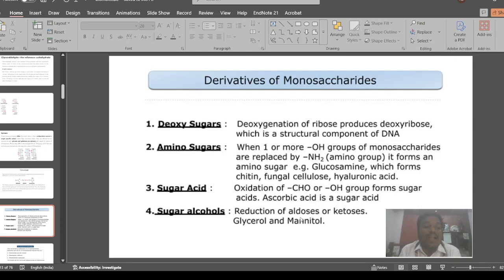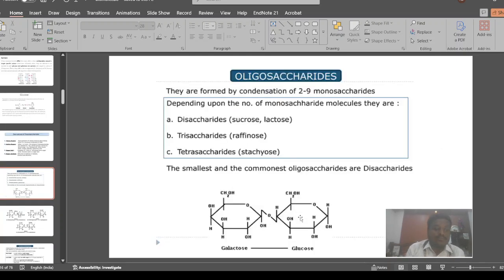Thirdly, we have sugar acids. Oxidation of the CHO, which is the aldehyde, or the hydroxy group forms sugar acids. Ascorbic acid is a sugar acid. On oxidation they become acids, for example ascorbic acid. Sugar alcohols: reduction of the aldoses or the ketoses gives sugar alcohols. Glycerol and mannitol are examples.